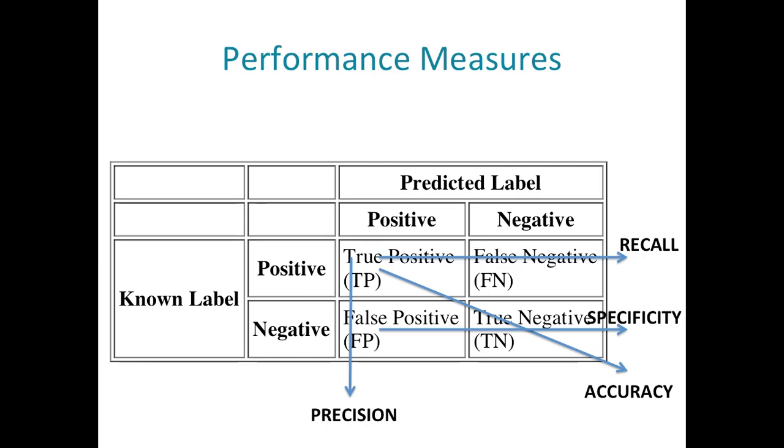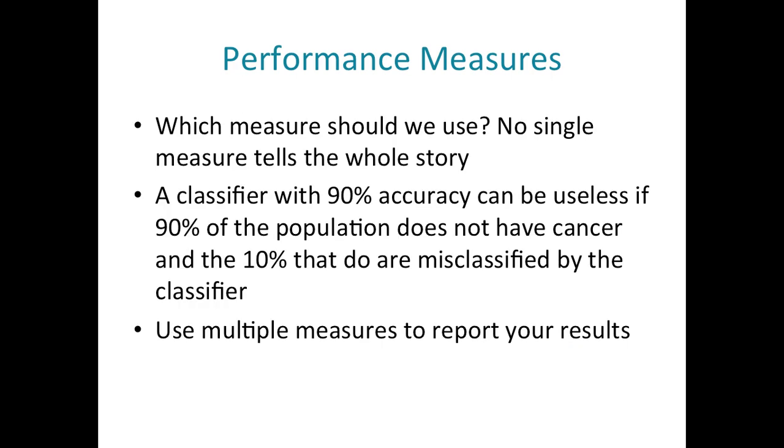And then the accuracy goes like a diagonal arrow. It's basically a mix of both. The accuracy is telling us, from all the different cases that we have, the ones that we predict based on the known labels, how well are we doing overall?